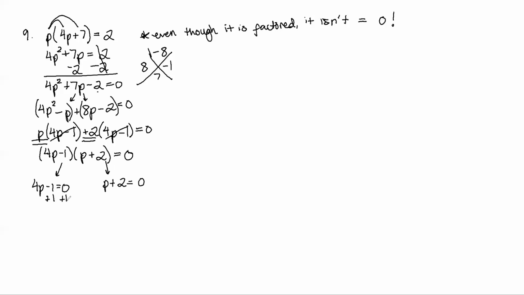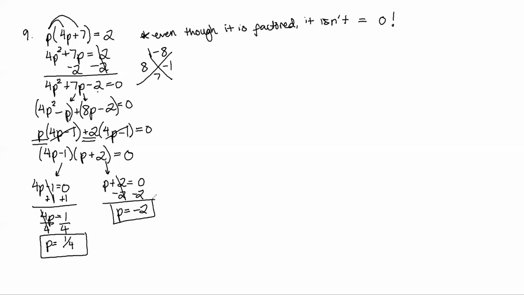Solving each one of these, we get 4p equals 1. Divide by 4, and we get p equals 1/4. Subtract 2, and we have p equals negative 2. So, big thing from this one, make sure it's equal to 0 and factored. If it's factored but not equal to 0, you're going to have to redistribute and then move that number or term over to the other side. So that's a big one here.